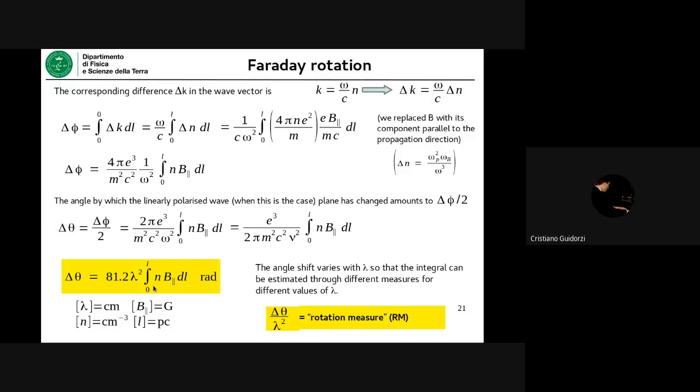What you need in this case, you immediately see, is a source of linearly polarized waves. If you have no linear polarization crossing the plasma region, how can you measure the rotation if there is no linear polarization? So that's an important ingredient that you need.